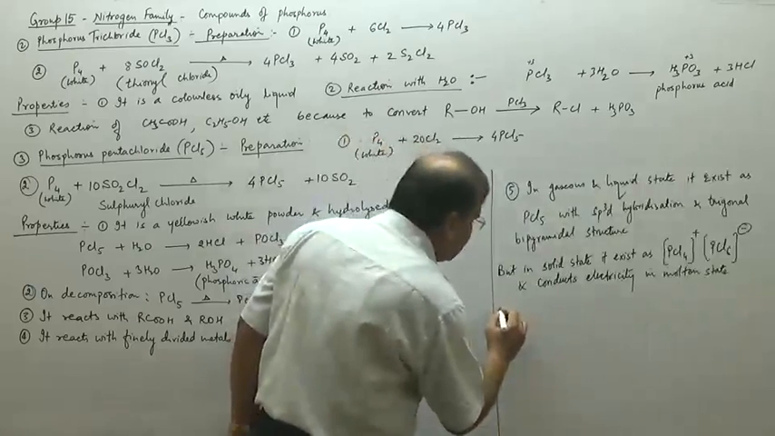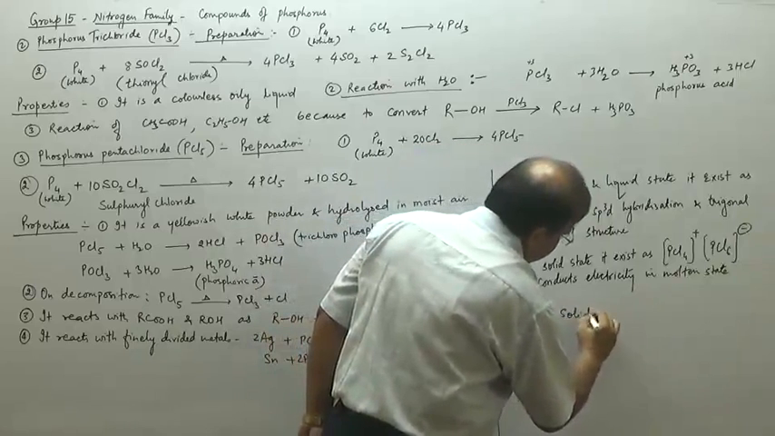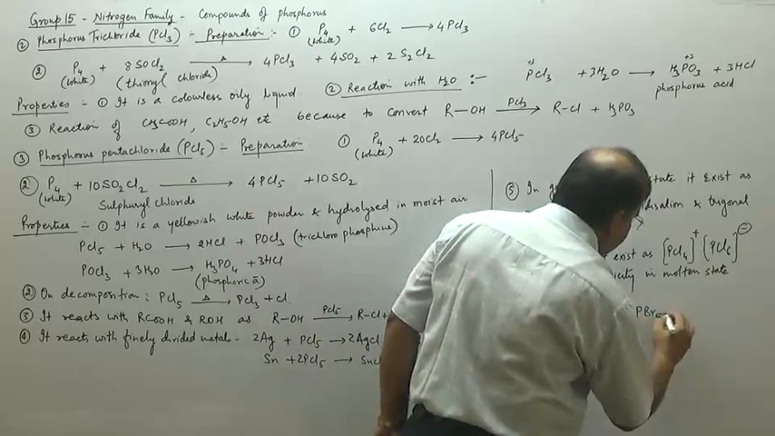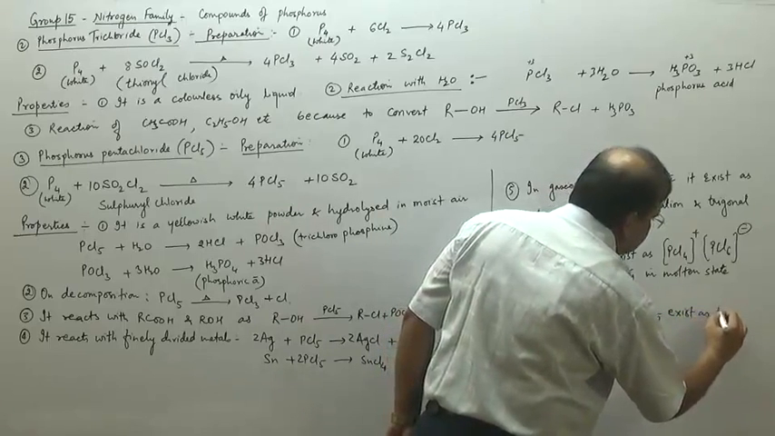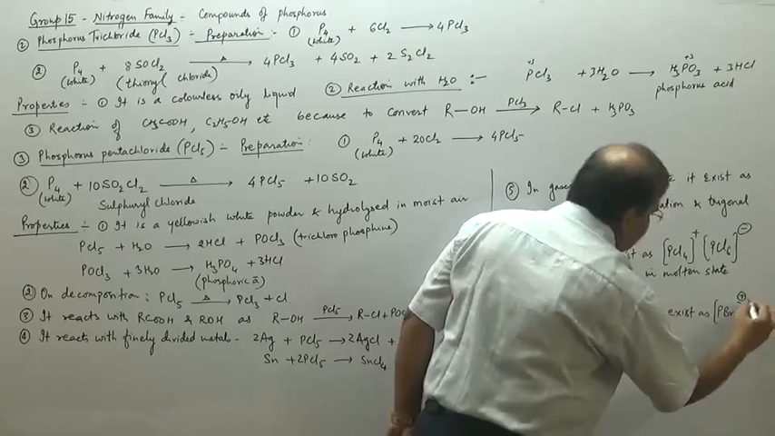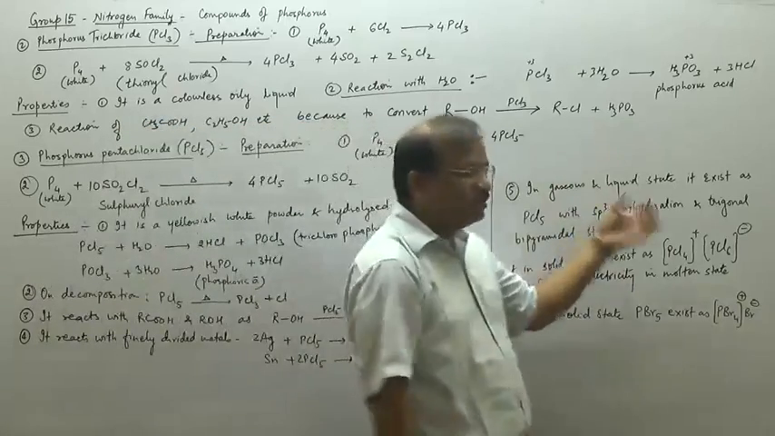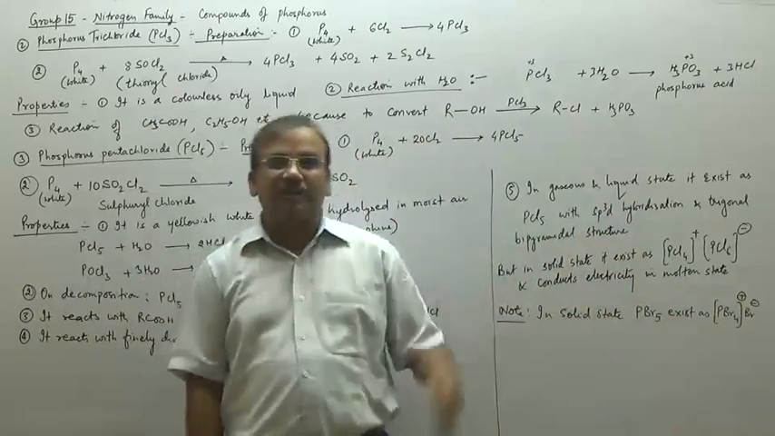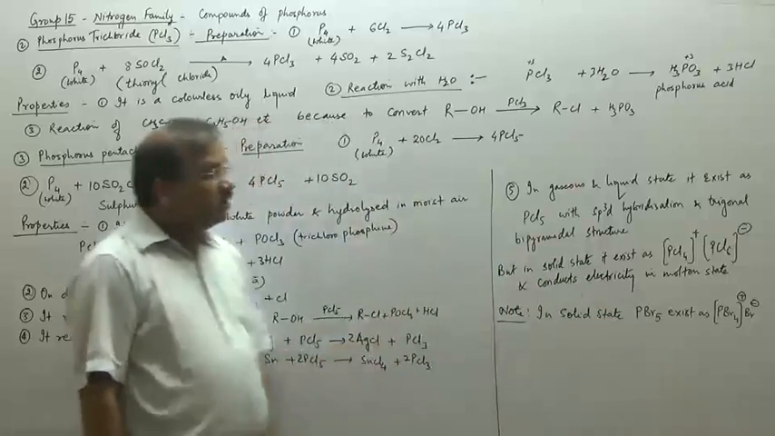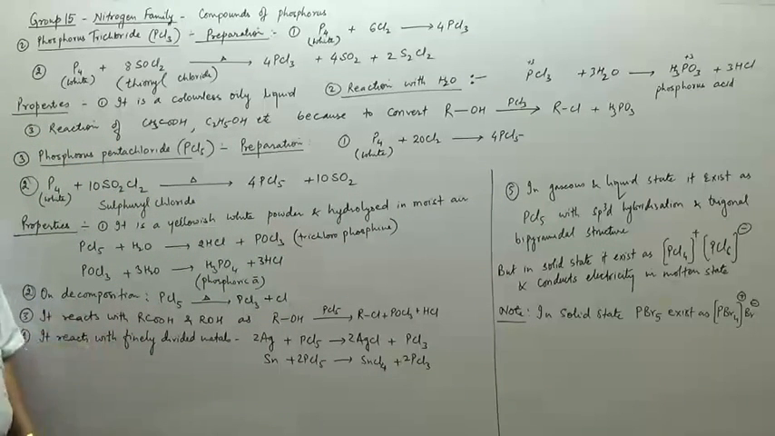And also we can write one more thing. In solid state, PBr5 exists as PBr4 positive and Br negative. So about PBr5 also, we know how it exists in the solid state, whereas in gaseous or liquid state, it will exist as PBr5. That is how they exist in gaseous and solid states.